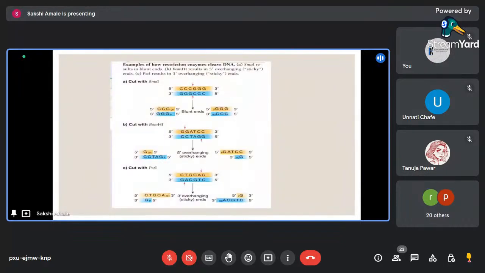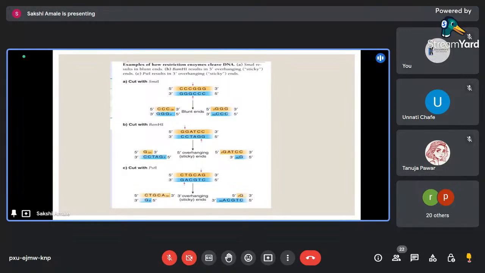So here are examples of how restriction enzymes cleave DNA. SmaI results in blunt ends, BamHI results in 5 prime overhanging sticky ends, and PstI results in 3 prime overhanging sticky ends. So cut with SmaI, here it is a blunt end, so it cuts in the middle and in equal length, and both sides pairs are equal.